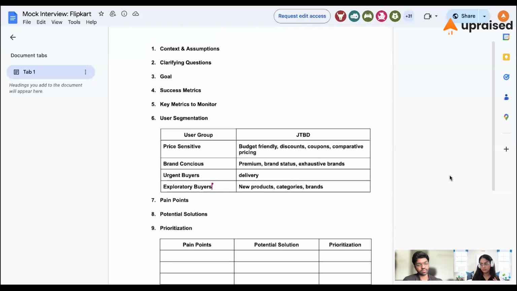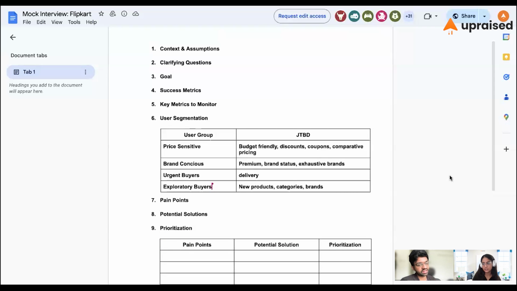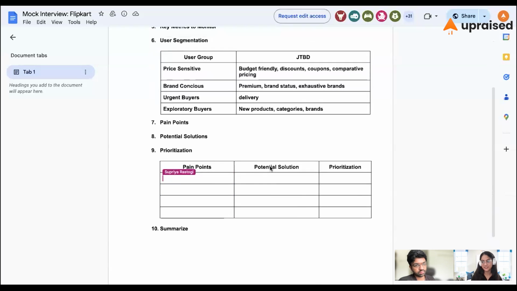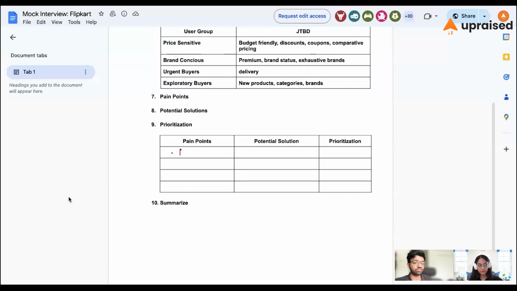Now, if you suggest, we can pick, say, one or two user groups and then talk about their pain points particularly. In the interest of time, I don't think it would be feasible to do it for all. So, would you like to suggest which one to pick? Price sensitive. Just price sensitive? Okay, yes. Of course, that's the majority of our consumer base here.